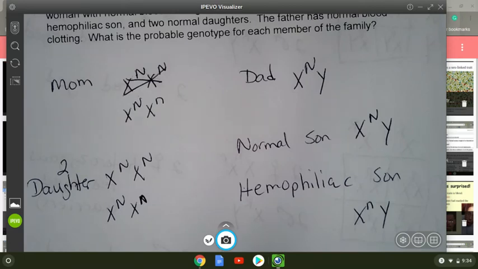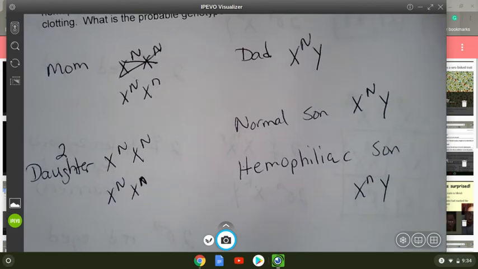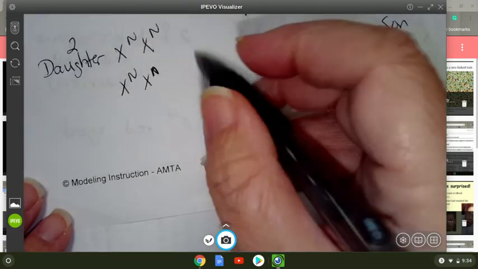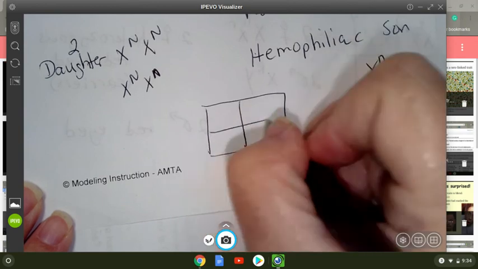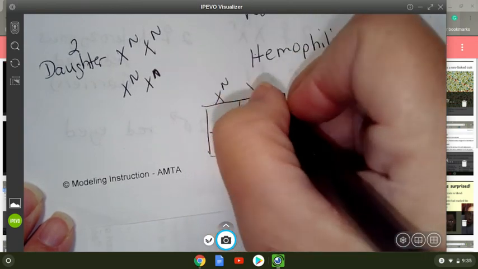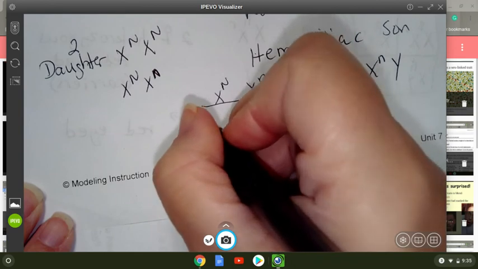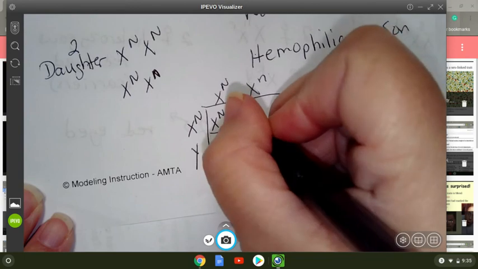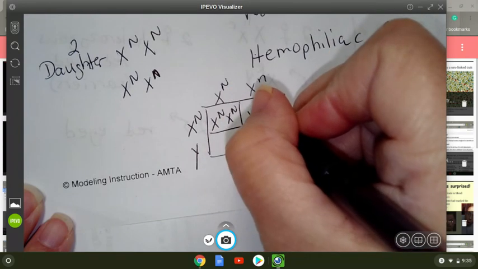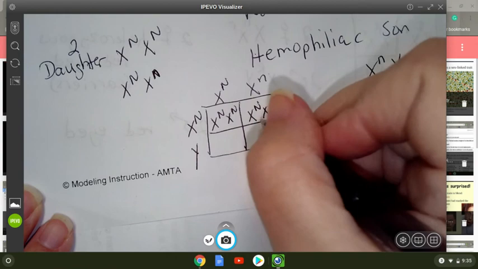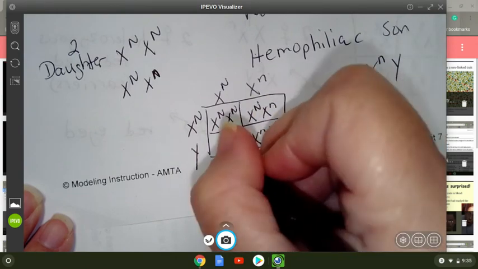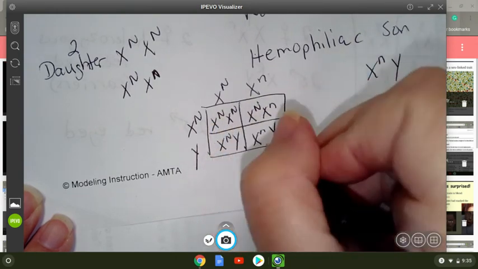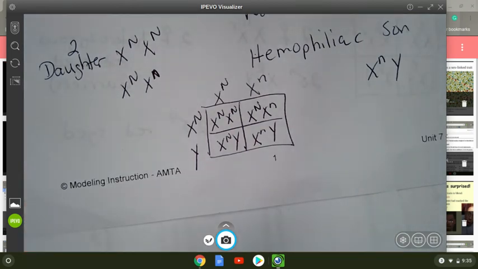So let's see if we can do a Punnett square and see what they actually are. So here we're going to do our Punnett square. We now know that mom is a carrier, so she's going to have one of each trait, and dad is normal, so he's going to have a big N. So we're going to look at the daughters. And we can see that there's still a 50-50 chance. But we also see where the sons came into play. So we would have to just say that we're not sure what the daughters are at this point.